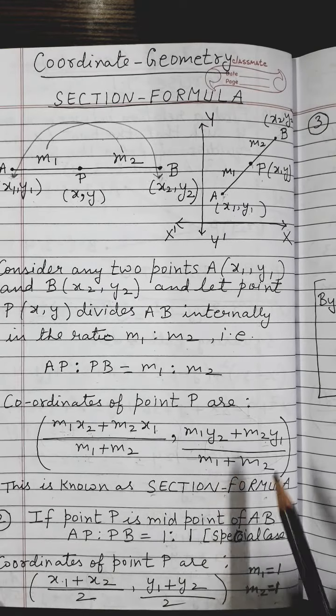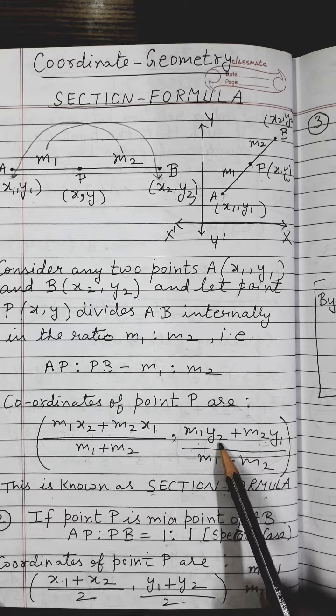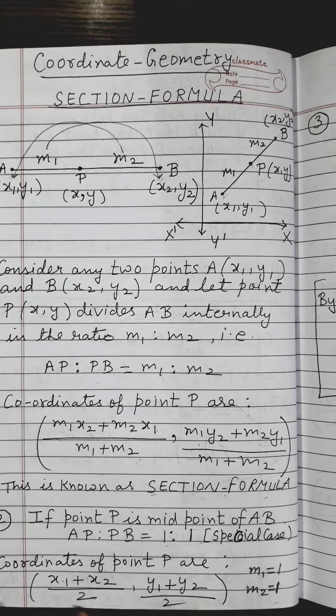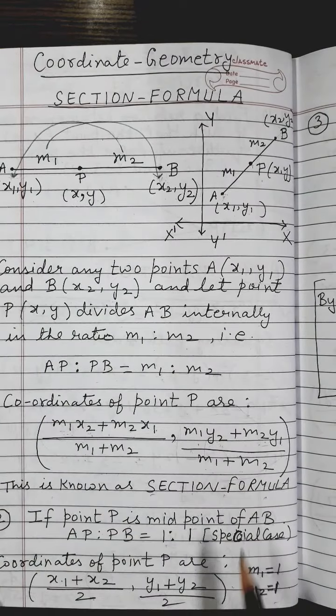Similarly for the y coordinate, put m1 also 1 and m2 also 1. So what are you going to get? y2 plus y1 upon 1 plus 1. So I can write (y1 plus y2) upon 2. So this is the x coordinate and this is the y coordinate for the point P if point P is the midpoint of line AB. So this is a special case. This is also called the midpoint formula, right?